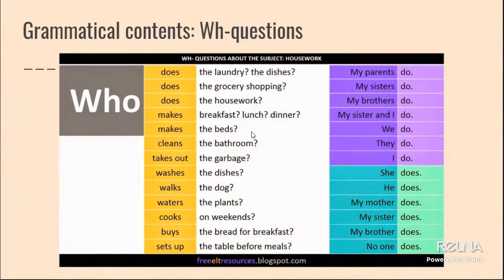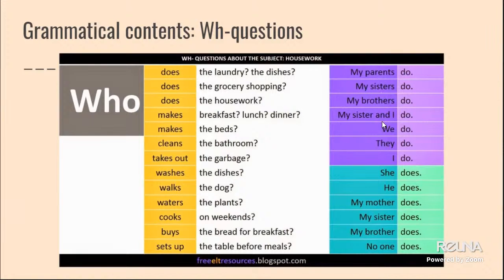So in this case, what we do is put the main verb conjugated in third person singular. So for example, who does the laundry, or who does the dishes? We don't use I, you, he, she, it, we, you, they, because we don't know the subject. So the question is, who does the laundry? Who does the dishes? My parents do, or I do. Who does the grocery shopping? For example, I do, or my sister, my mom does, or my dad does in this case.